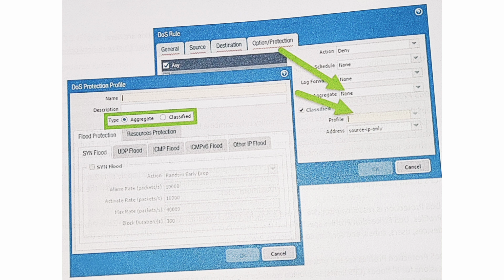Unlike a zone protection profile, which protects only the ingress zone, DoS protection profiles and profile rules can protect specific resources inside a zone and traffic flowing between different endpoints and areas. Unlike the zone protection profile, which supports only aggregate traffic, you can configure aggregate or classified DoS protection profiles and policy rules.